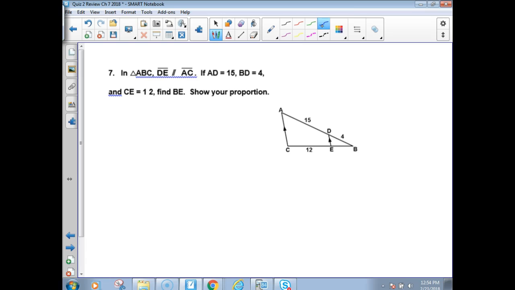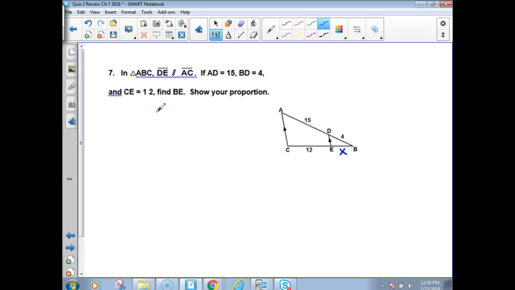Number 7. In triangle ABC, DE is parallel to AC is given, and it's shown on the diagram. If A to D is 15, which is also labeled, B to D is 4, that's labeled, CE is 12, find BE. Well, let's just do the fractions kind of as we see them here. Because we know if we have parallel lines, the side splitter theorem says that these two pieces are proportional to the other two pieces on this side. It's divided the side into 2 parts that are proportional with the parts of the other side.